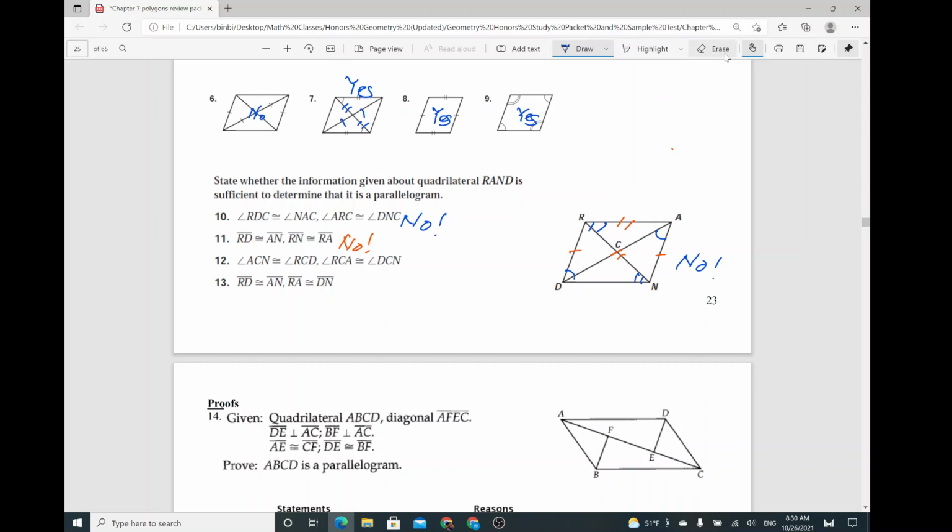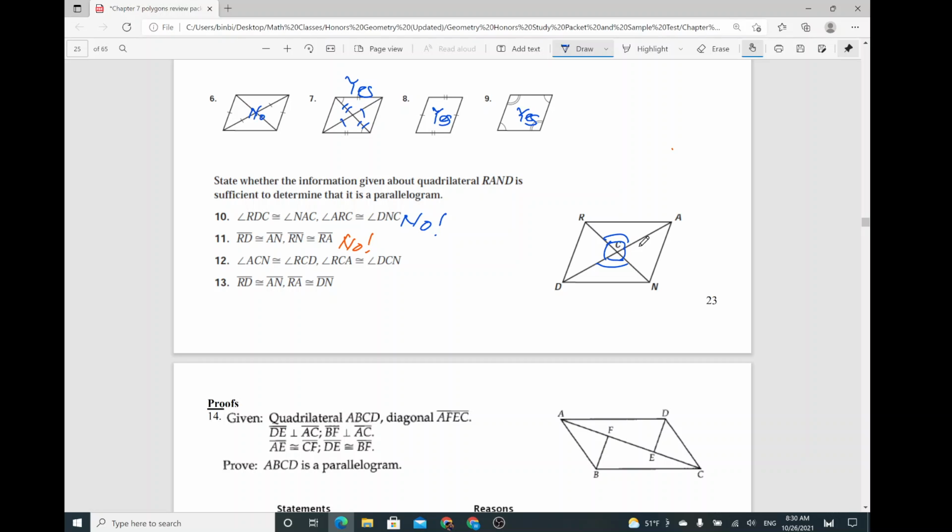And then let's see what else. Okay, let's just erase all those marks. So the next one is saying that angle ACN is congruent to angle RCD. Okay, so the vertical angle. So RCA is congruent to angle DCN. So this one is showing that the vertical angles are congruent.